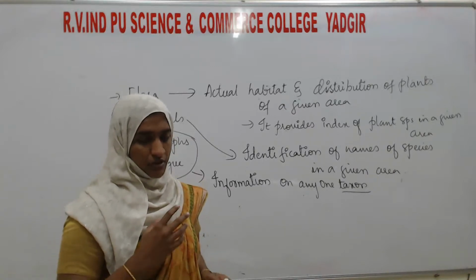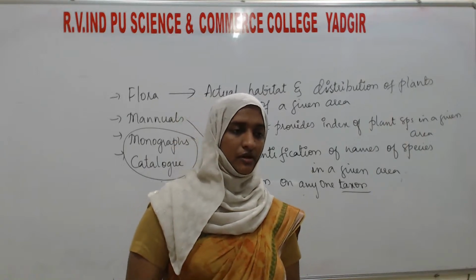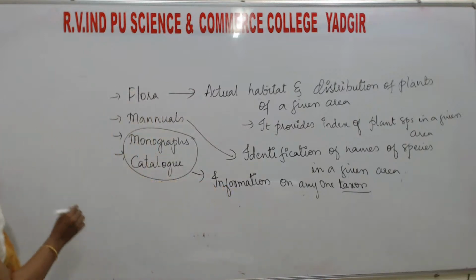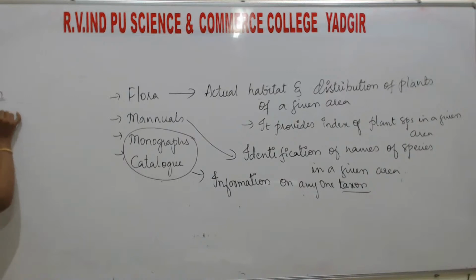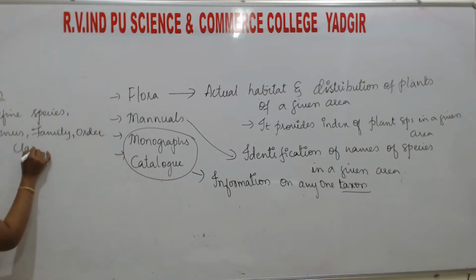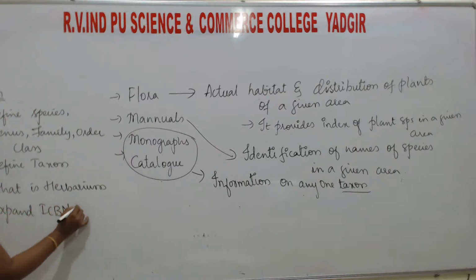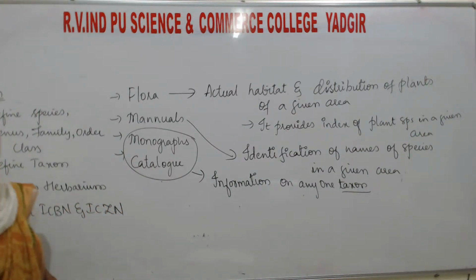So this is about chapter 1, that is the living world. So here ends your chapter. And what are the questions from this chapter? For 1 mark, I will write here. For 1 mark, define species, genus, family, order, and class. This is one. Define taxon. Okay. Then what is herbarium? Okay. Then next, expand ICBN and ICZN. This will be asked for 1 mark.